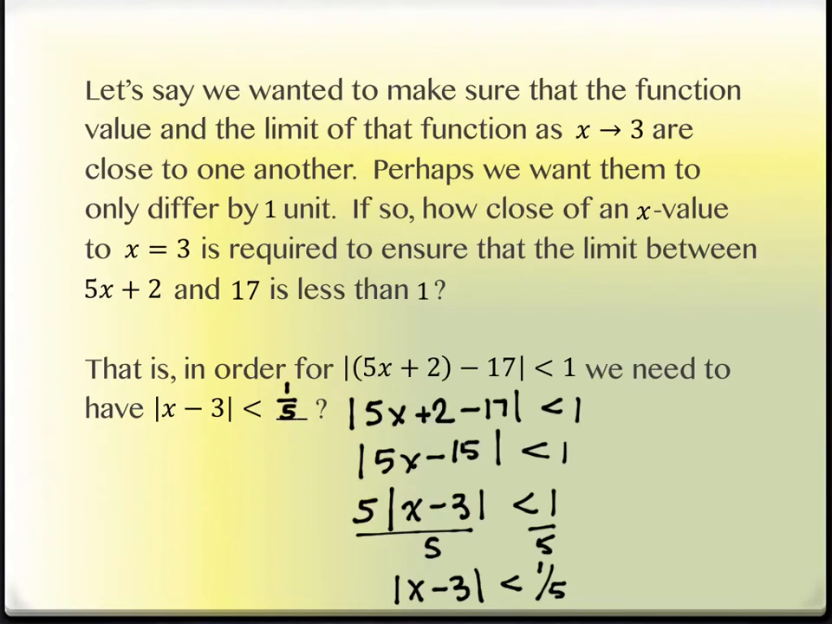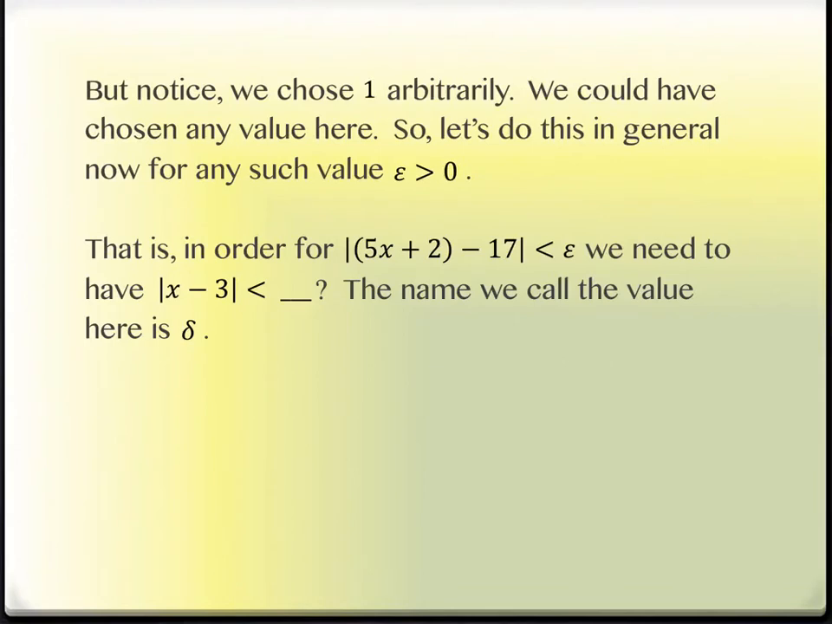The thing is, though, we kind of chose that I want to be within 1 away in an arbitrary way. How do I decide I want to be 1 away? Well, we just decided, right? We just decided we wanted to be 1 away. So in general, we want to be epsilon away.